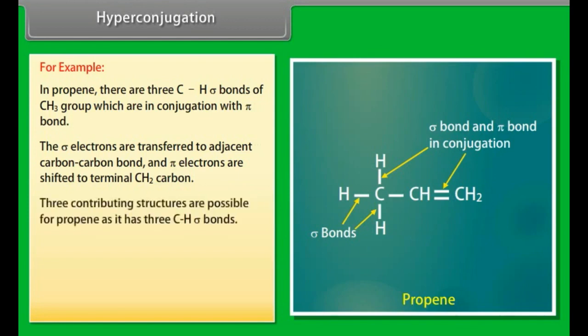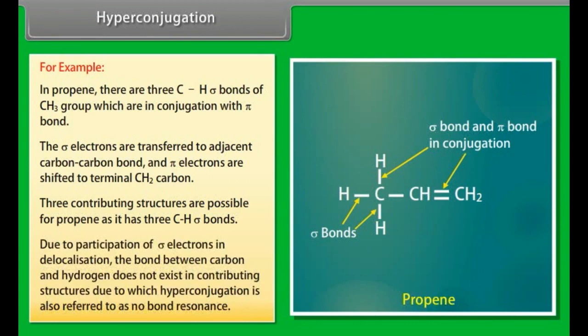Three contributing structures are possible for propene as it has 3 C-H sigma bonds. Due to participation of sigma electrons in delocalization, the bond between carbon and hydrogen does not exist in the contributing structures, due to which hyperconjugation is also referred to as no bond resonance.